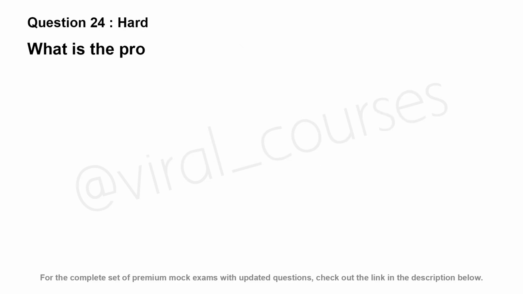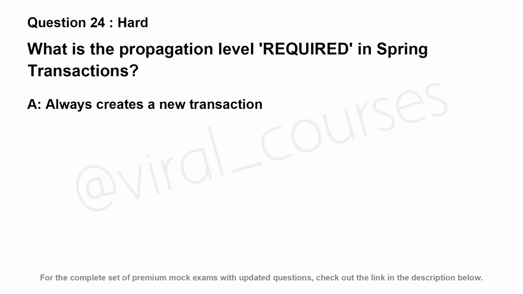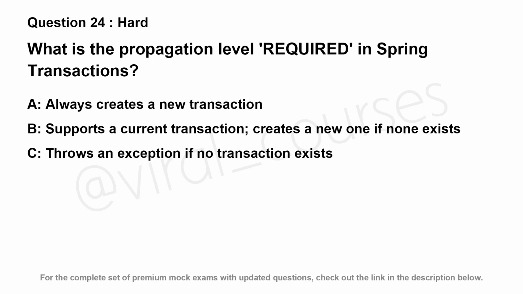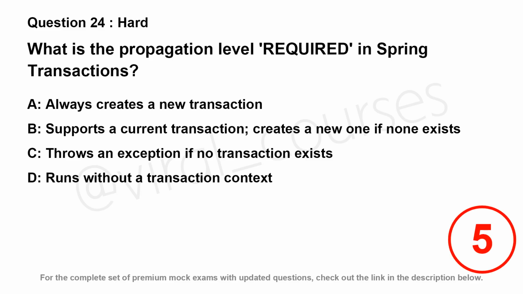What is the propagation level required in Spring transactions? Option A, always creates a new transaction. Option B, supports a current transaction, creates a new one if none exists. Option C, throws an exception if no transaction exists. Option D, runs without a transaction context.